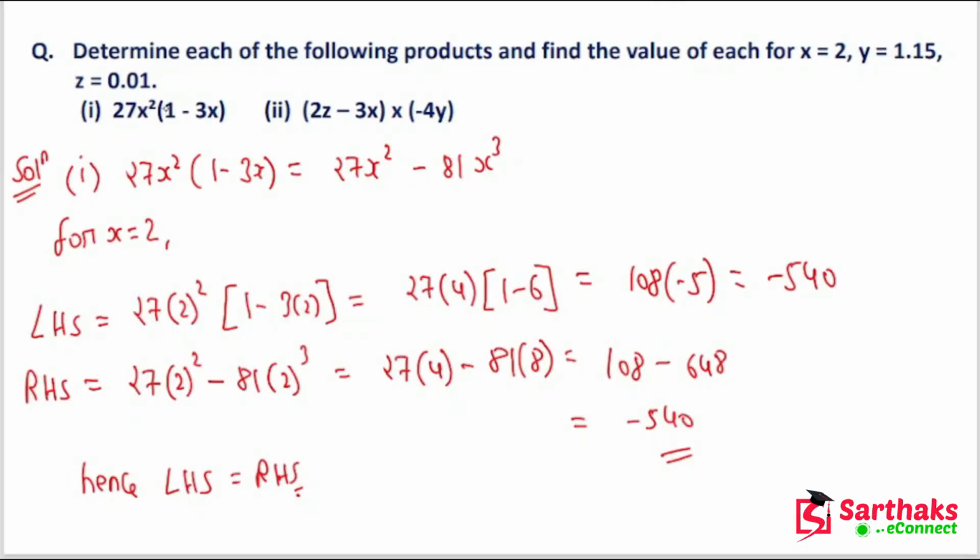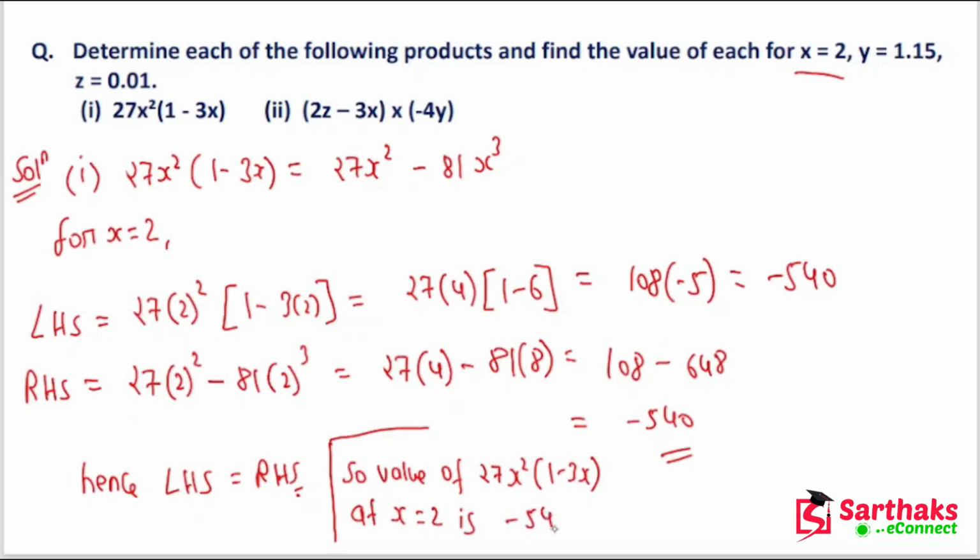See, what is the value? You just have to put x equals to 2 and find the value. You can calculate it either from the LHS or RHS. When you are verifying the question, you have calculated LHS to be minus 540, and since it is true, we have done it correct, so RHS would be the same. So we have done the verification, but at the step of LHS only you got the value. So for x equals to 2, the value of this polynomial is minus 540. You can write it like that also: value of 27x square into 1 minus 3x at x equals to 2 is minus 540.